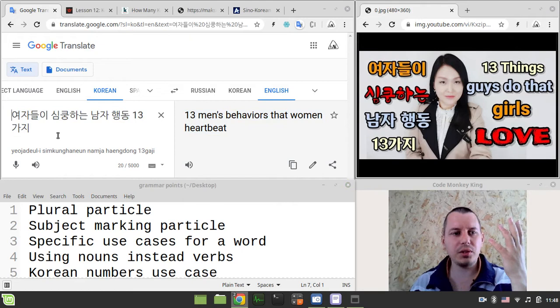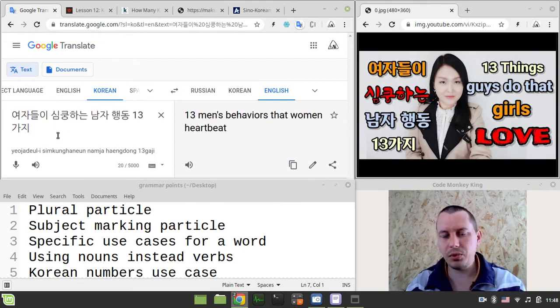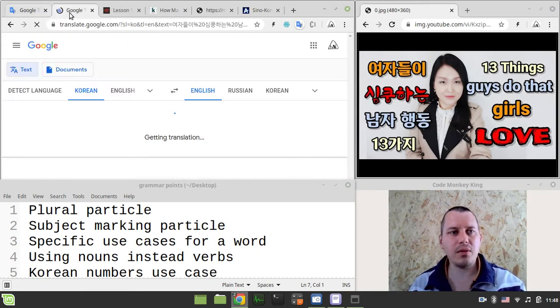So in order to avoid typing in Korean and wasting your time by seeing how slowly I'm doing this, I just decided to put this sort of stuff in. So we can now just duplicate this.